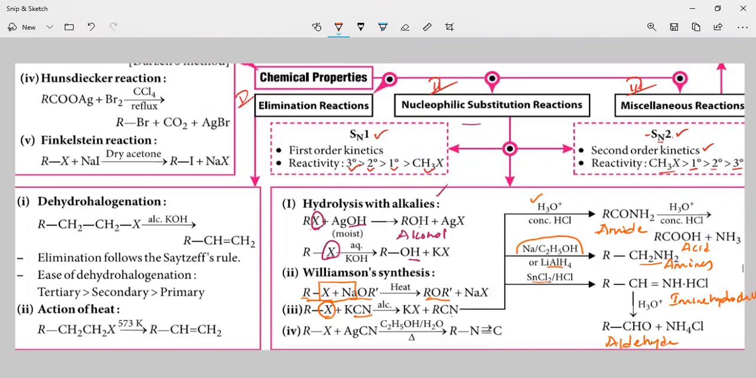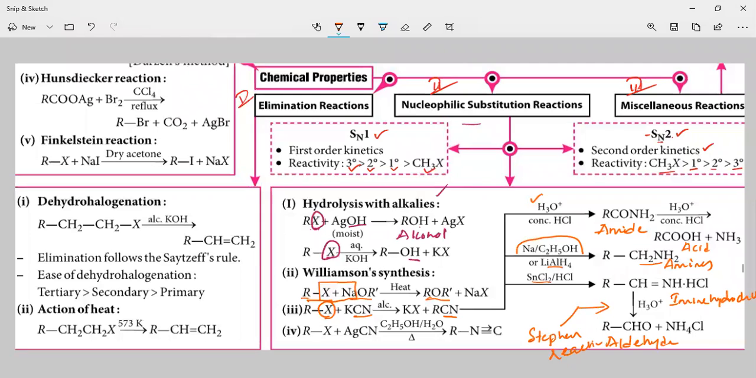Okay, so what is the name of this reaction? This reaction we are calling Stephen reduction. In Stephen reaction, what is the reactant? Cyanides. And what is the product? Aldehyde.